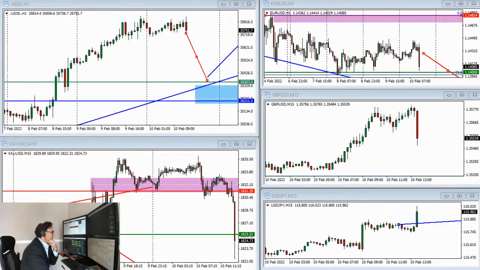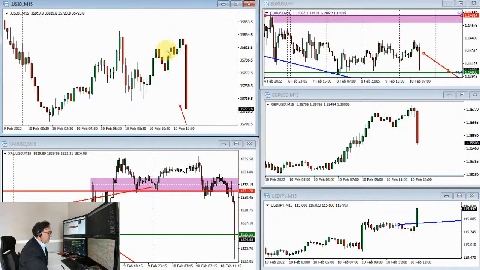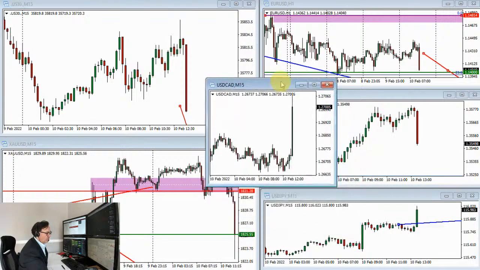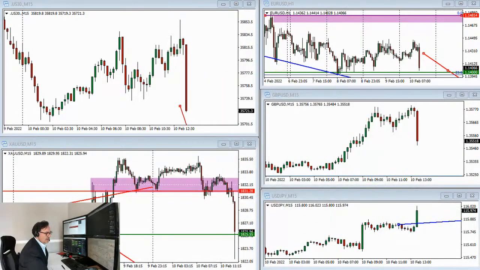So inflation is 7.5%. It's much higher than what the market anticipated, and now we are seeing this bearish reaction in equities. We are seeing bearish reaction in gold, bullish reaction in US dollar. Look at dollar CAD pushing higher. Okay, dollar yen pushing higher, sterling dollar lower, euro dollar lower. So that's all very, very good.